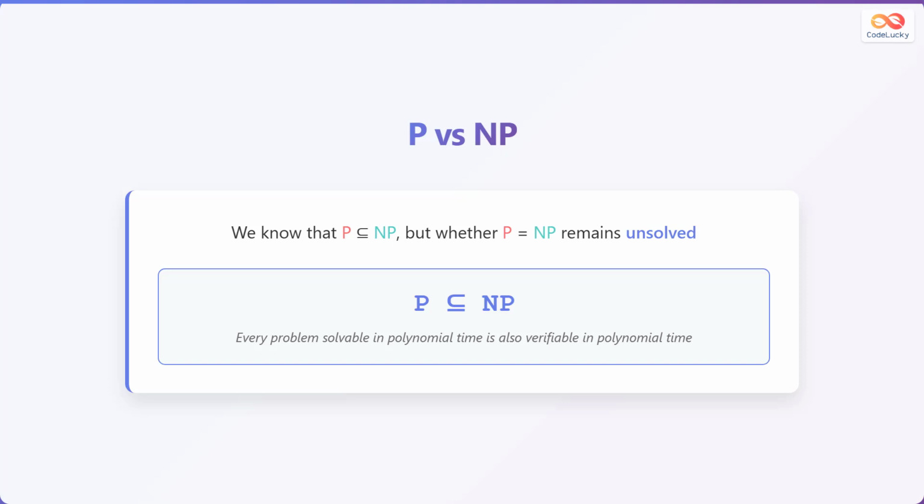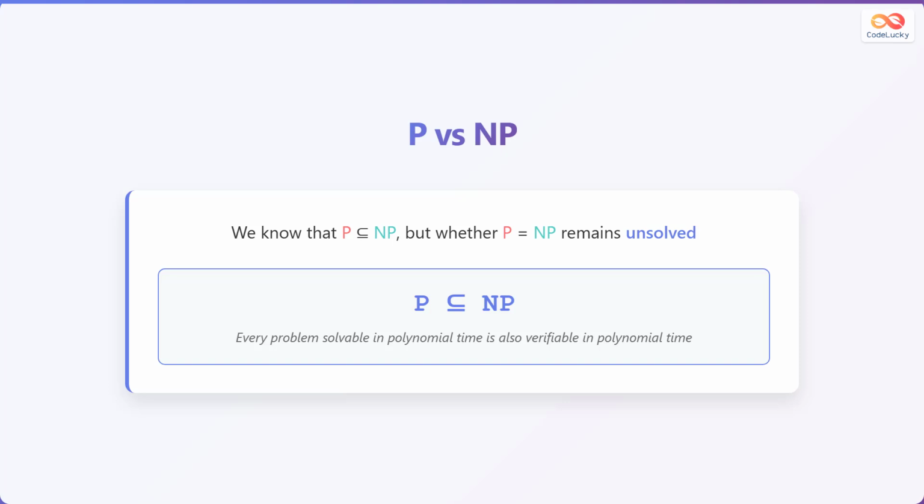Now, let us talk about the relationship between P and NP. We know that P is a subset of NP, meaning that every problem solvable in polynomial time is also verifiable in polynomial time. However, whether P equals NP remains one of the most important unsolved problems in computer science.